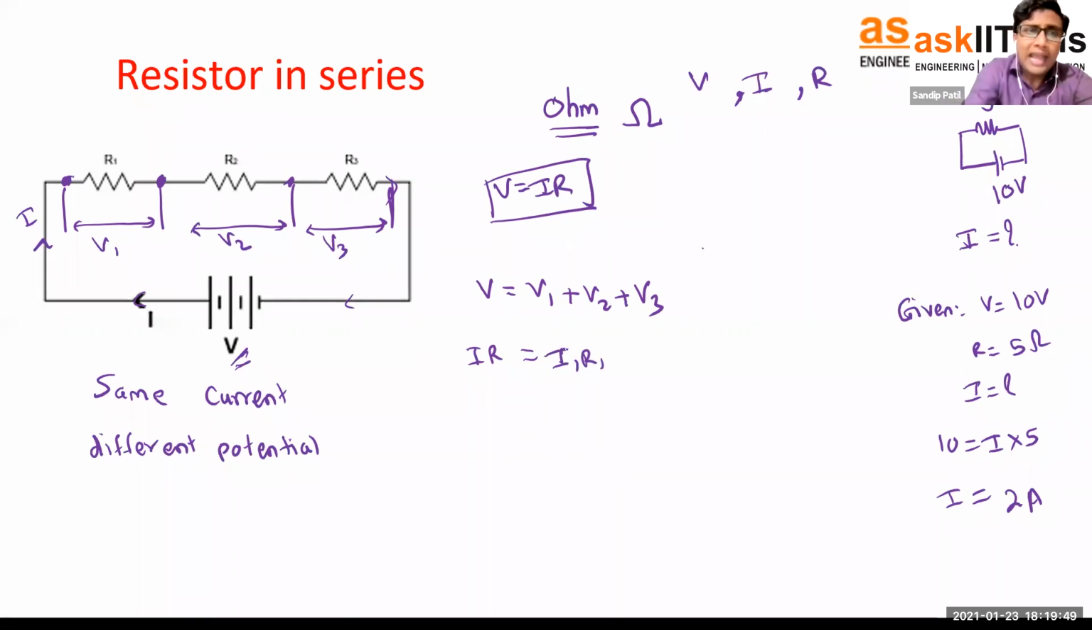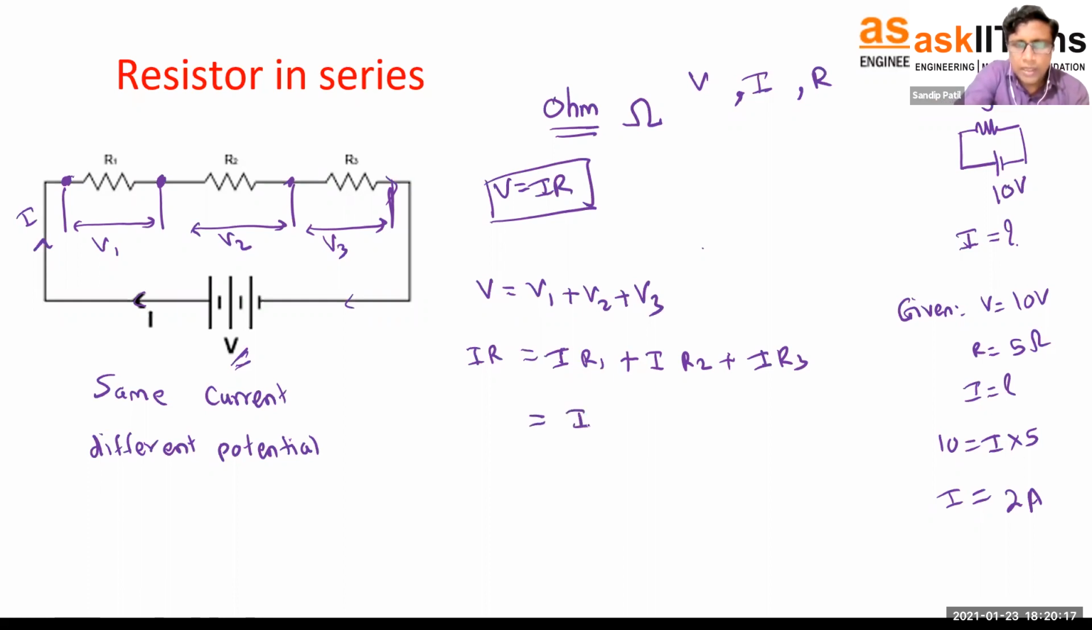So should I say this I1 R1? Right? But I is not I1 because I is same everywhere. So I don't say I1. Instead of that, I can just write I R1. Similarly, for V2, can I say I2 R2? I don't need I2, right? Because current is same. Similarly, for V3, what I can say? I R3. Simple.